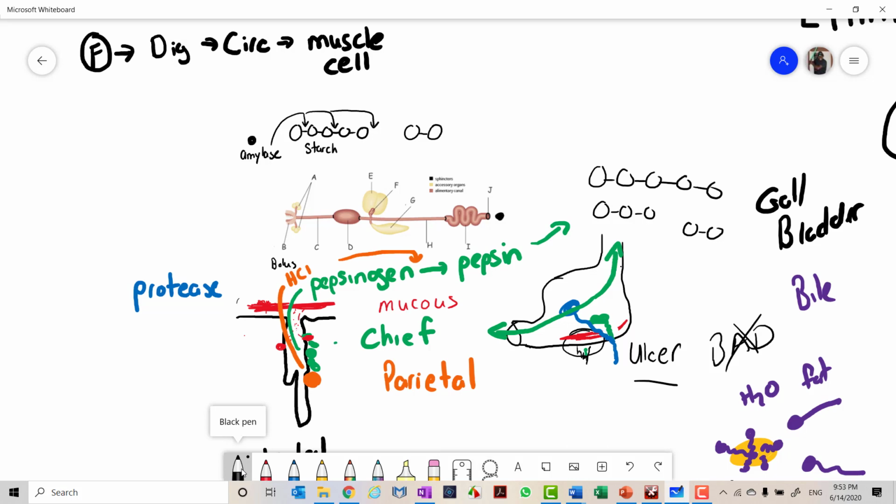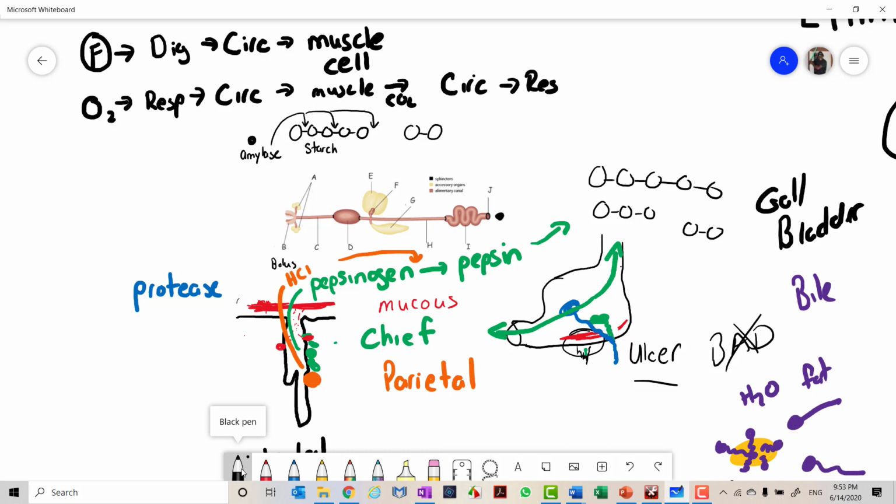By the same token, you should also be able to show me how oxygen comes into the respiratory system, then through the circulatory system, and gets to a muscle cell. This one's a little bit more complicated because then I would also want to know how it leaves the muscle cell. Your CO2 goes through the circulatory system to the respiratory system, and you then exhale, right? So that has a little bit more complexity if I follow the entire route.